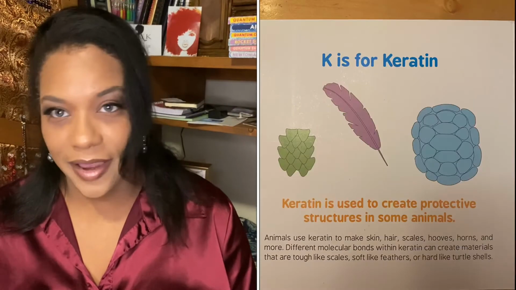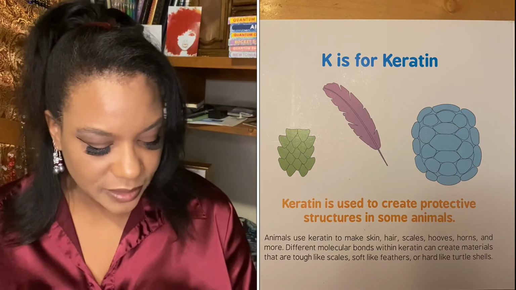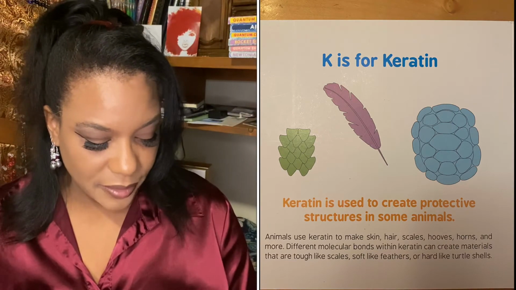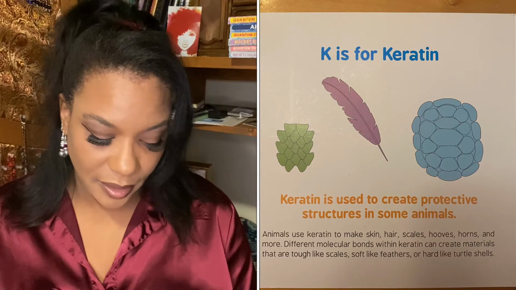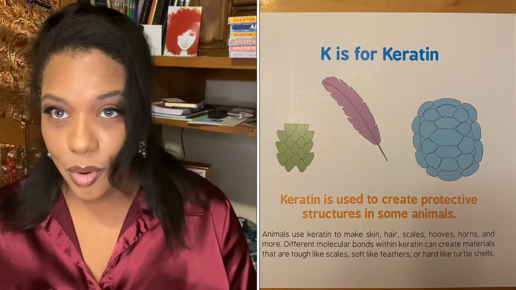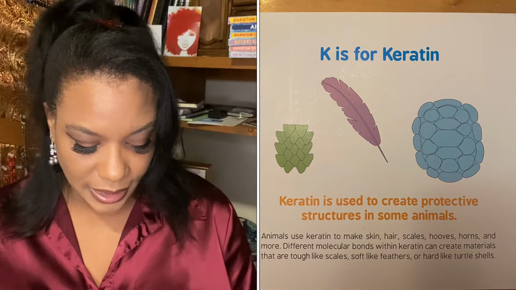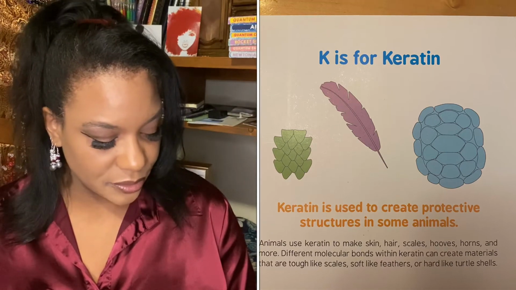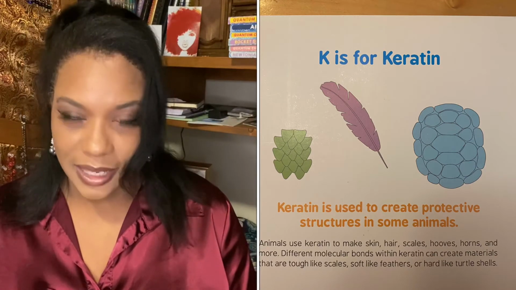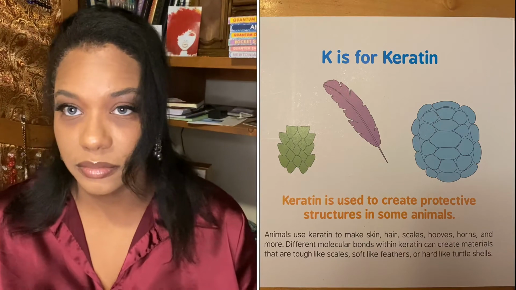K is for keratin. Keratin is used to create protective structures in some animals. Animals use keratin to make skin, hair, scales, hooves, horns, and more. Different molecular bonds within keratin can create materials that are tough, like scales, or soft, like feathers, or hard, like turtle shells.